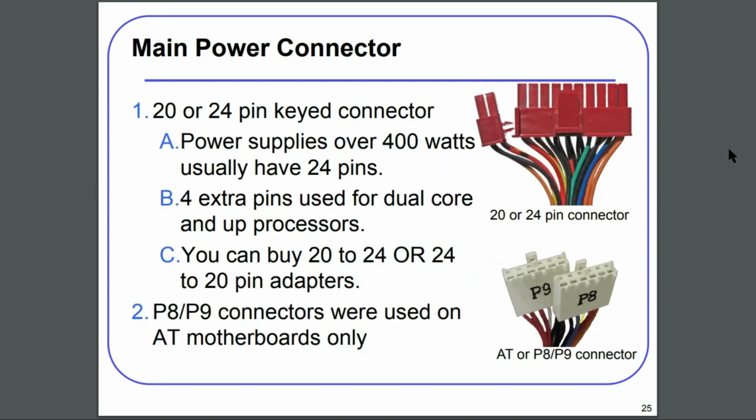In this slide we can check the different main power connectors: 20 or 24 pin connectors, and AT or P8/P9 connectors. The 20 or 24 pin keyed connectors: power supplies over 400 watts usually have 24 pins, with 4 extra pins used for dual core and up processors. You can buy 20 to 24 or 24 to 20 pin adapters. P8/P9 connectors were used on AT motherboards only.